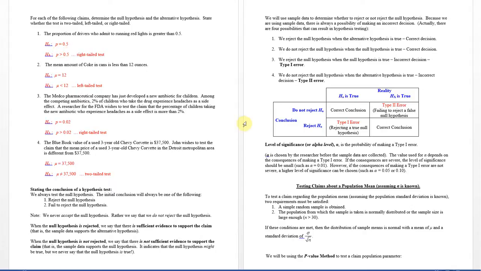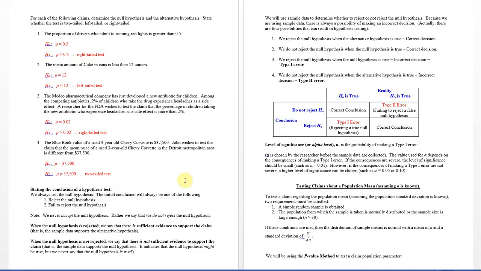Okay. Medco Pharmaceutical Company has developed a new antibiotic for children. Among the competing antibiotics, 2% of children who take a drug experience headaches as a side effect. The researcher for the FDA wishes to claim the percentage of children taking the new antibiotic who experience headaches is actually more than 5%. So again, that more than indicates what our alternative is going to be. We think it's going to be a greater than. Again, I'm looking at values that are greater than 0.02. This will be a right-tailed test because I'm looking at things to the right of 0.02, and my assumed null is going to be 0.02.